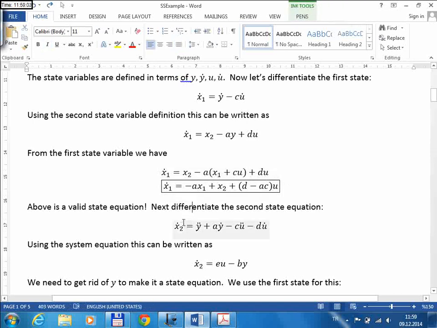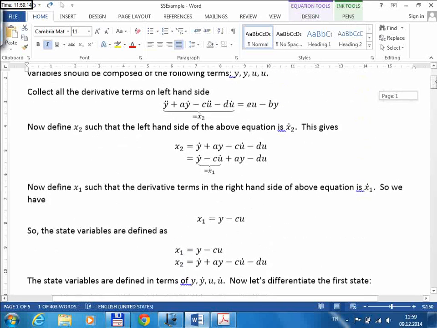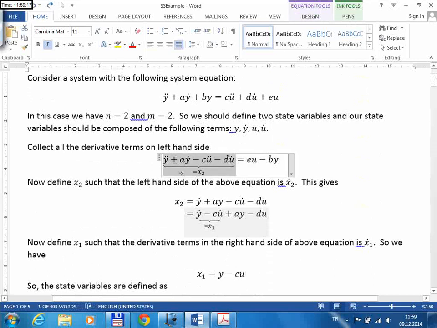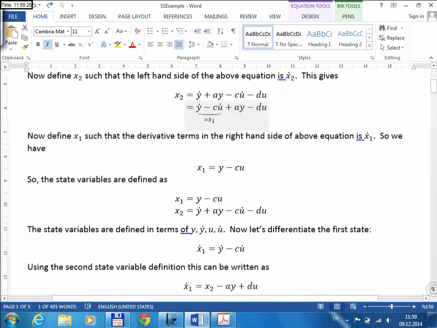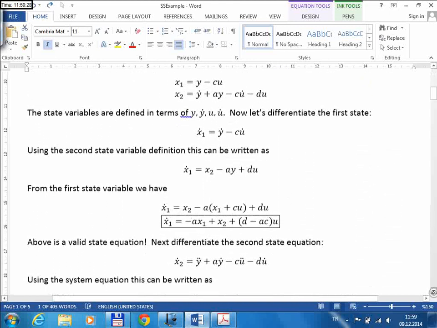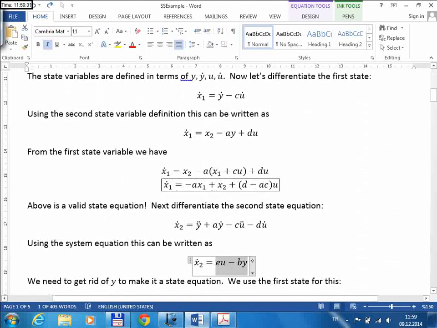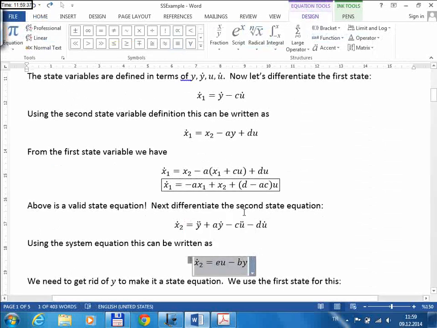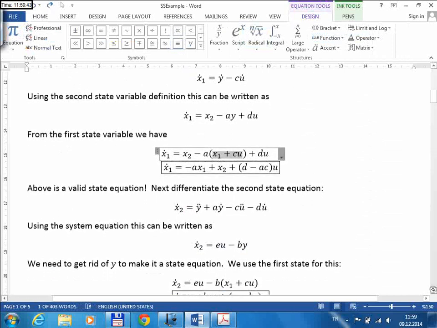I obtain the second state equation by differentiating the second state variable. x2 dot gives me this. And if you remember how x2 was defined in the first place, this was chosen to be x2 dot. Okay, so now x2 dot is equal to actually this part, eu minus dy. And again, I need to get rid of the y term. And I do that by inserting this instead of y. And that gives me the second state equation.